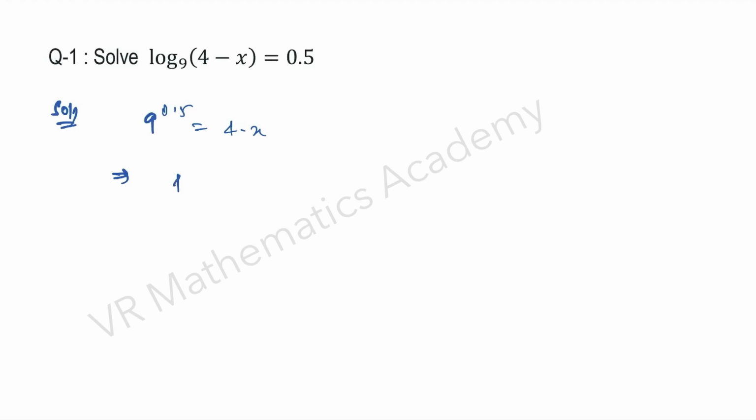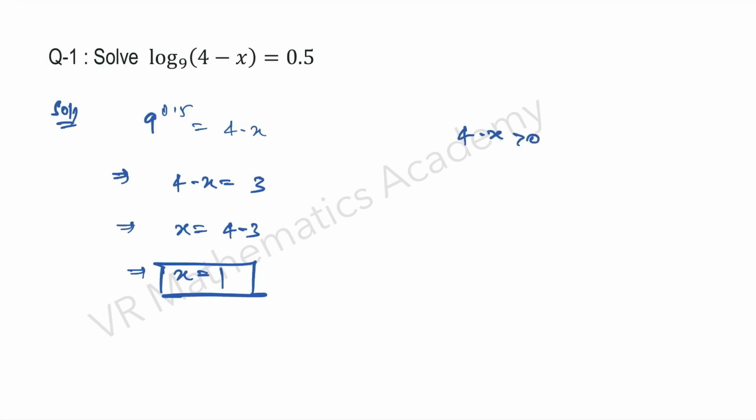This implies that 4 minus x, that is the square root of 9, is 3, which implies that x will be equal to 4 minus 3. So the value of x is equal to 1. This is the solution of the equation log of 4 minus x base 9 is equal to 0.5. Here we can already see that 4 minus x should be greater than 0, which implies that x should be less than 4. So x is equal to 1 satisfies this condition. So this is our solution.